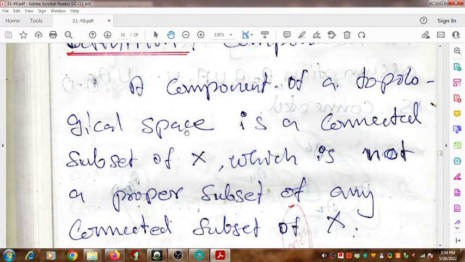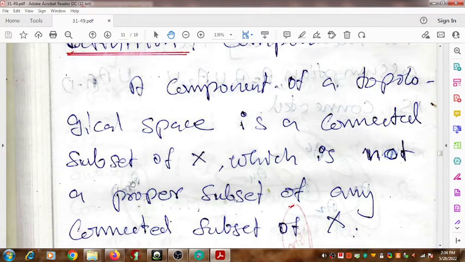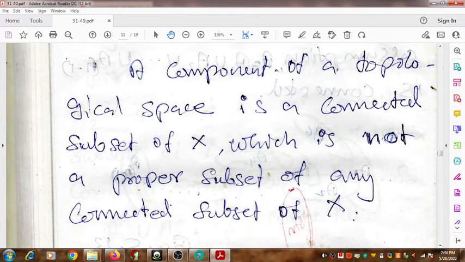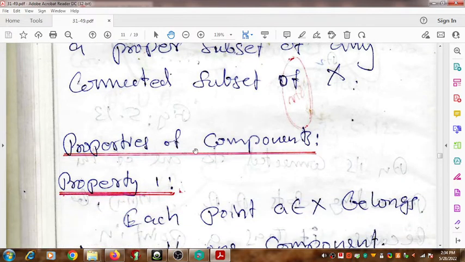Let's repeat it. A component of a topological space is a connected subset of X. First of all, it must be connected. But in addition to that, it must satisfy the condition that it should not be a proper subset of any other connected subset of the same topological space. So it is not a proper subset of any connected subset of X.